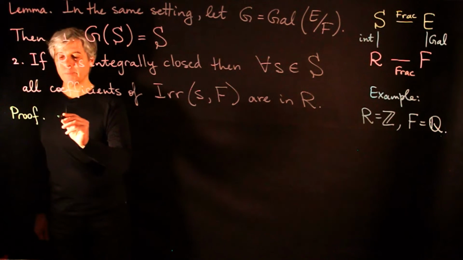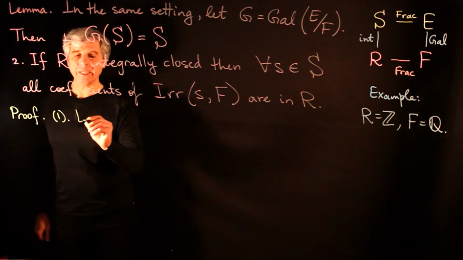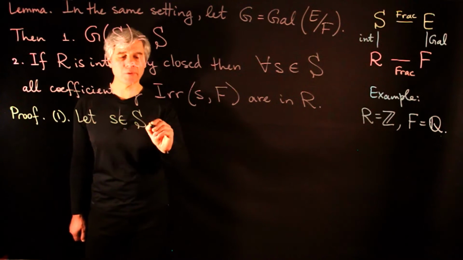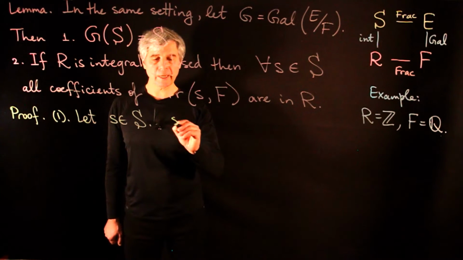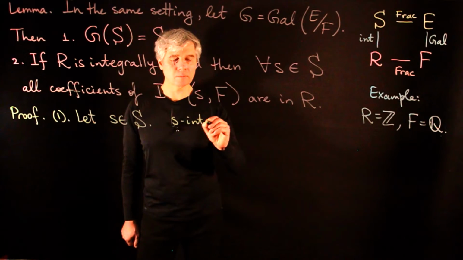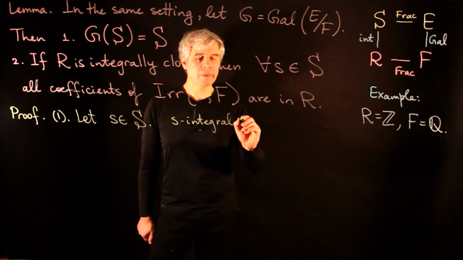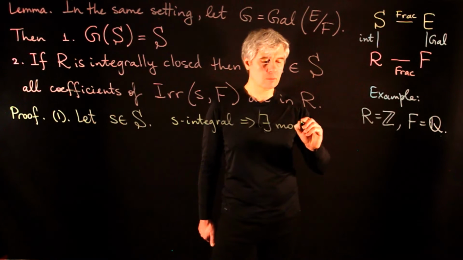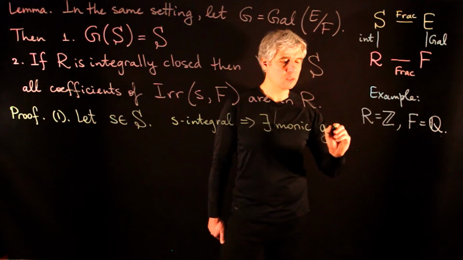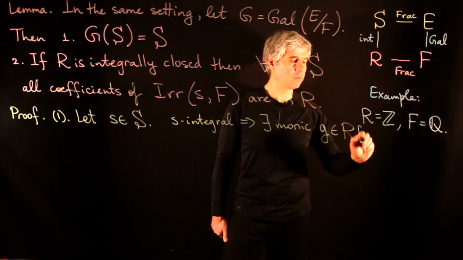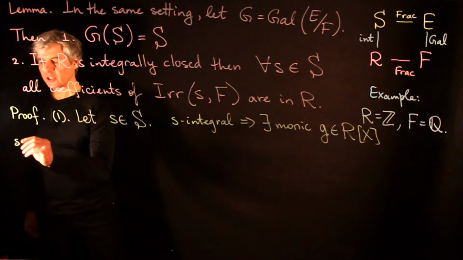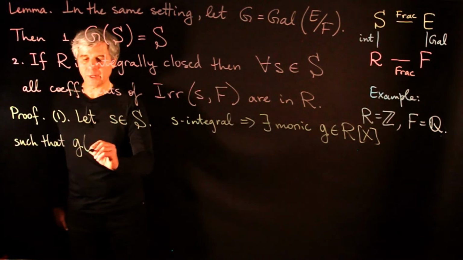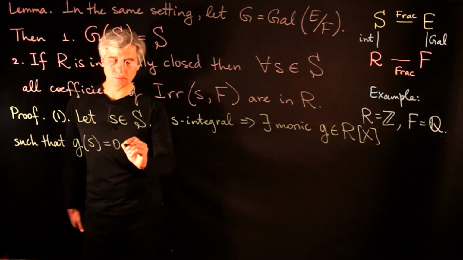So we start with part 1. Let s be an arbitrary element of the ring S. Since s is integral, this means that there exists a monic polynomial g in R[x] such that g(s) is equal to 0.